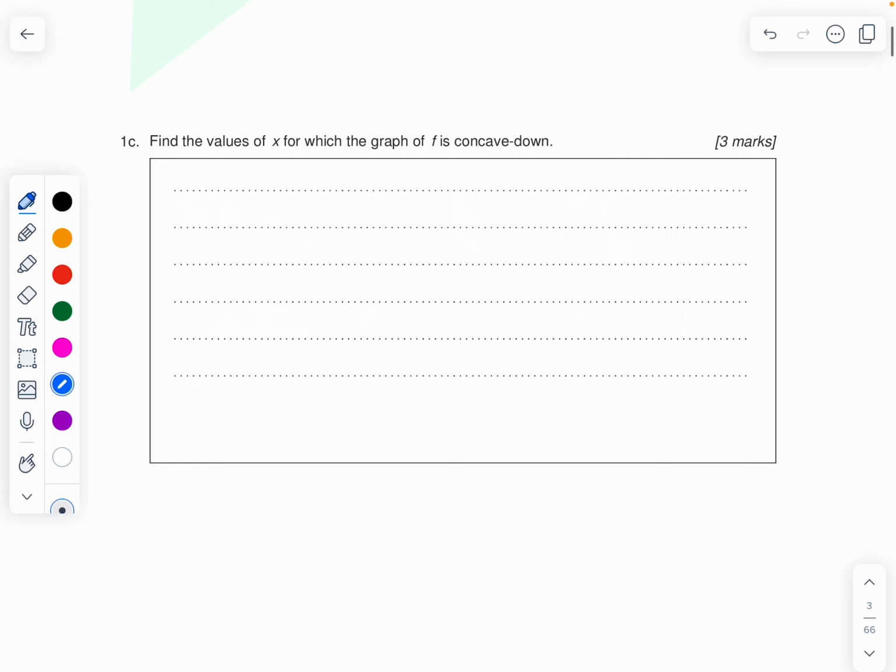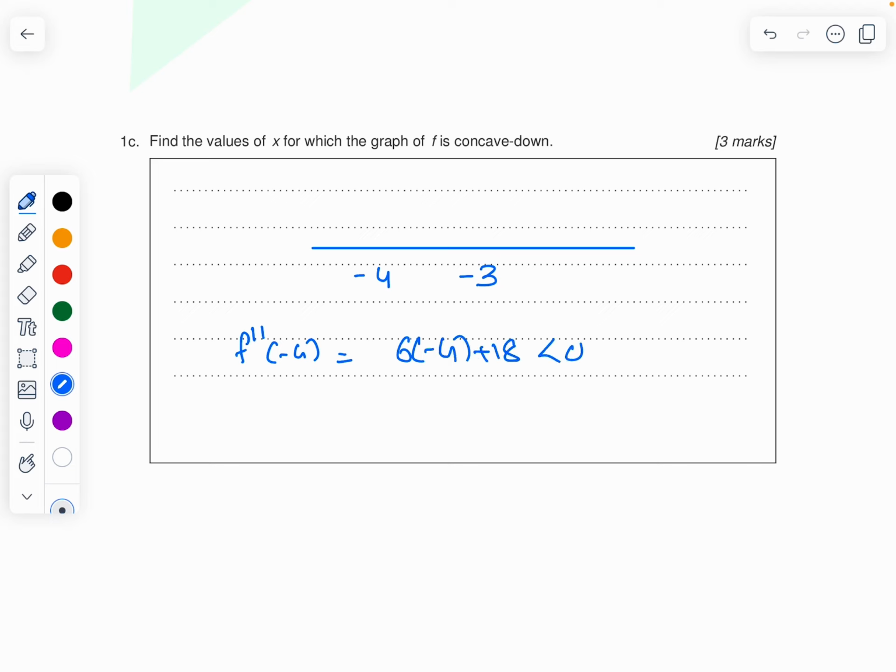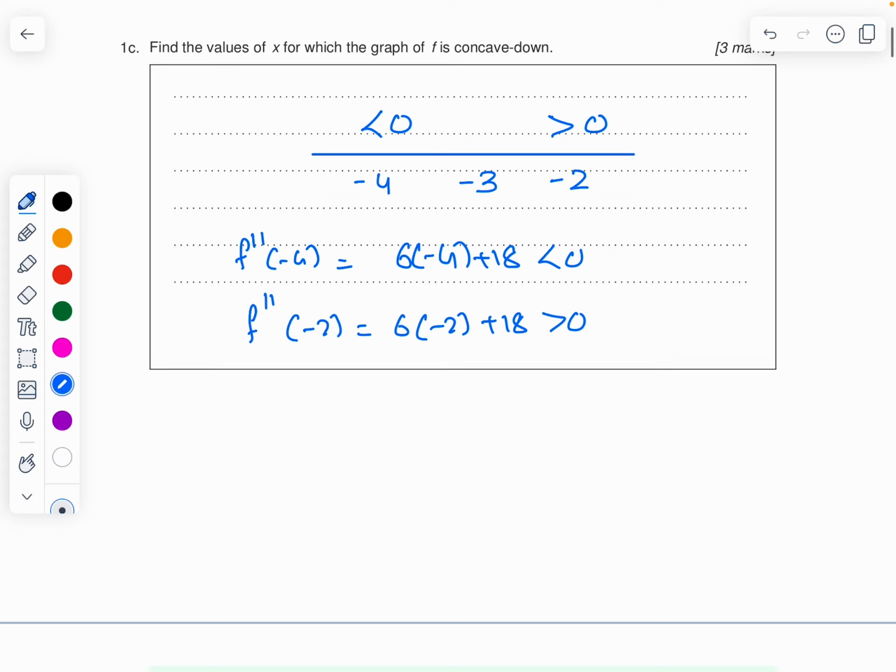Next, find the values of x for which it is concave down. So I have negative 3. When I go less than negative 3, at negative 4, when I plug in negative 4, the second derivative becomes negative. And when I go above negative 3, the second derivative becomes positive. So it is changing from negative to positive. So it is nothing but what? It is concave down.